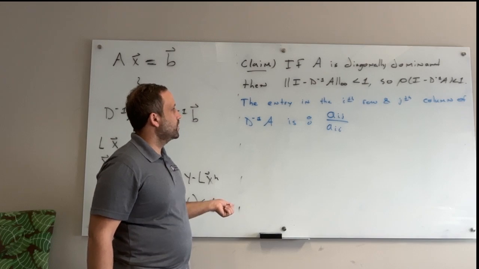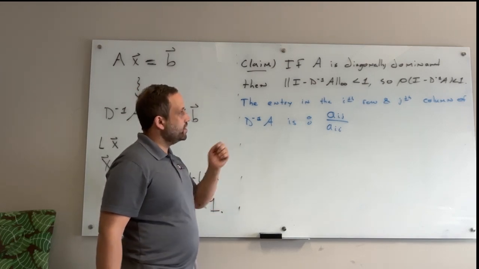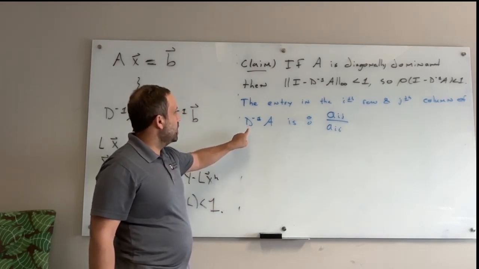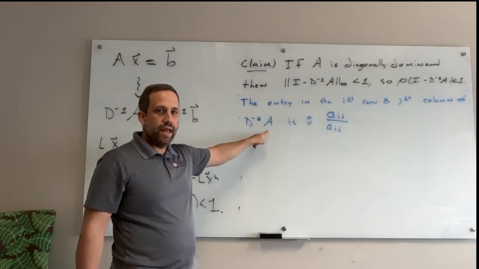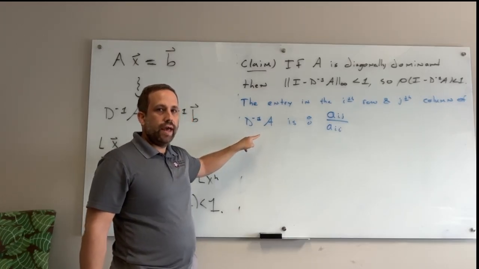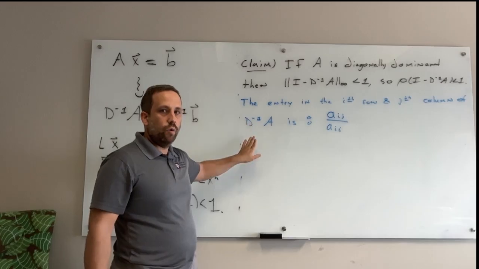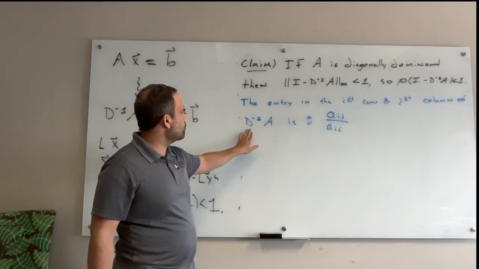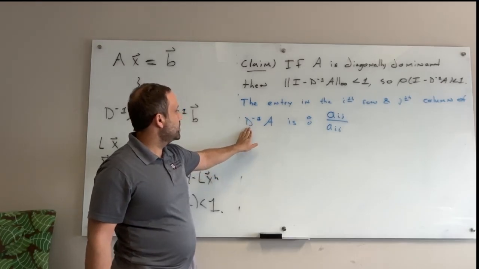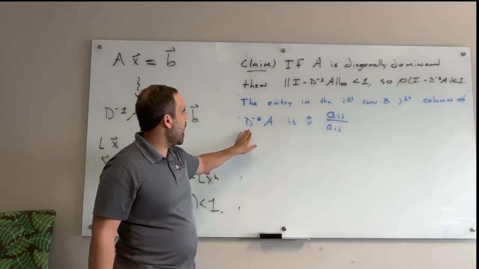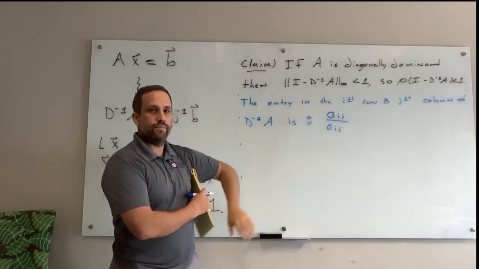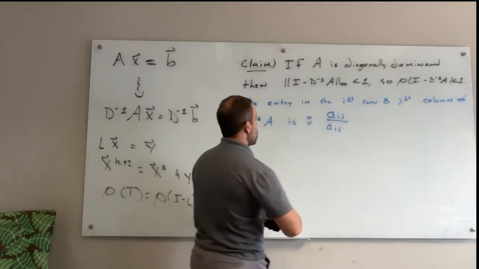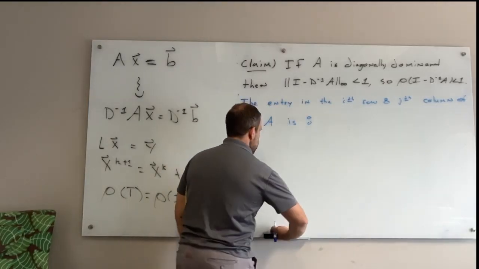So this is what the entry in the ith row in the jth column is going to be. Again, if I'm looking in the jth column, it means I'm doing D inverse times the jth column of A. And if I'm looking at the ith row, it's whatever you get when you do the dot product of the ith row of D inverse and the jth column of A. Okay, so maybe let me even write this out a little bit more explicitly.